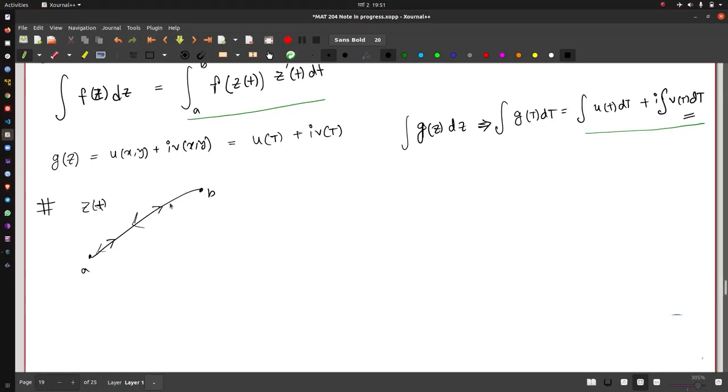Now the thing we wanted to discuss is this direction thing, right? So let's say we have a parameter.